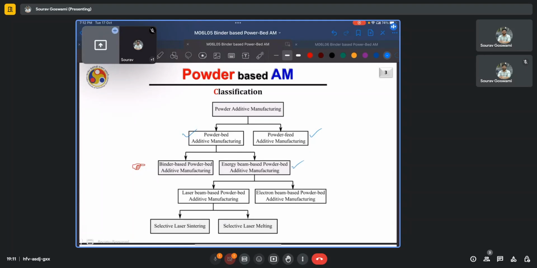among which first we looked at the laser beam based technology, such as SLS, selective laser sintering, or SLM, selective laser melting. Last week, we also looked at the electron beam based powder bed additive manufacturing, sometimes also called electron beam melting, where the energy source is an array of electron beams instead of a laser. As discussed, we have covered SLS and SLM. And this week, we'll be looking at the binder based powder bed additive manufacturing, also commonly known as binder jetting.